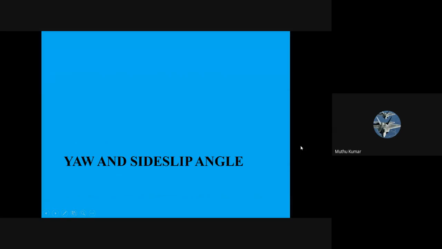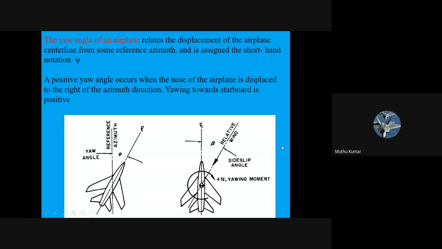ஓகே, ஸோ தேர் இஸ் எ டிஃபரன்ஸ் பிட்வீன் yaw and side slip angle. ஸோ yaw அப்படிங்கிறது என்னன்னா, it is with respect to reference, earthly reference-ஐ பொறுத்து yaw. But side slip angle is related with relative wind. இது எப்படி அப்படின்னா, there is a difference between angle of attack and pitch angle.